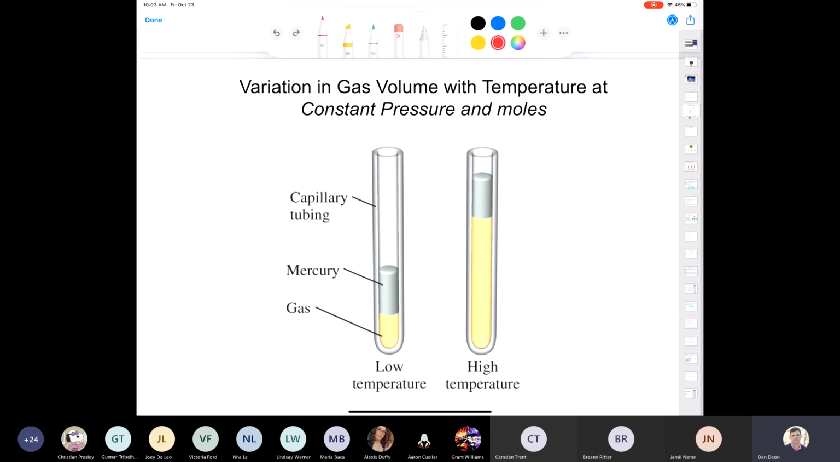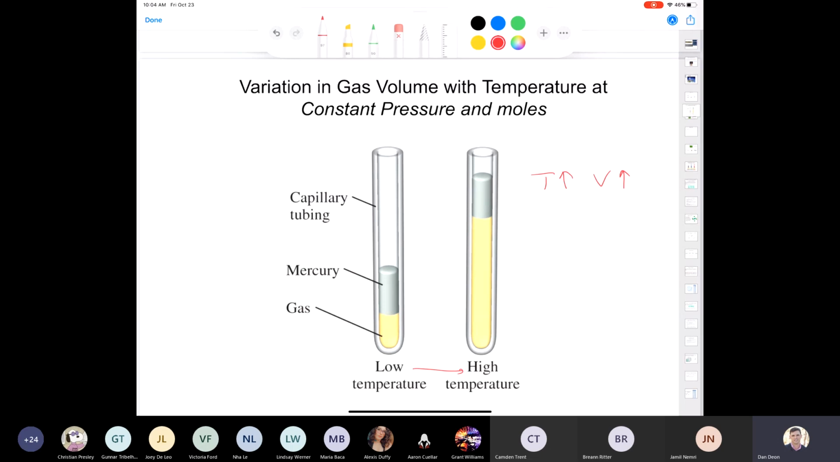So if you take a gas and you put mercury on top of that gas and you have it at a certain temperature and you increase the temperature, right? You go from a low to high temperature. So as the temperature increases, what happens to the volume? The volume is going to increase. Okay? So that means that temperature and volume are directly proportional.